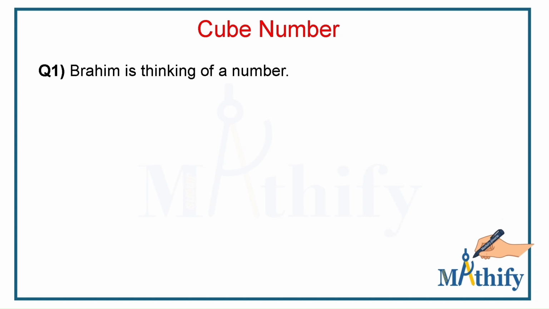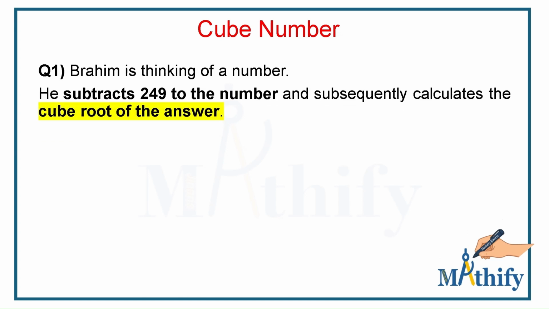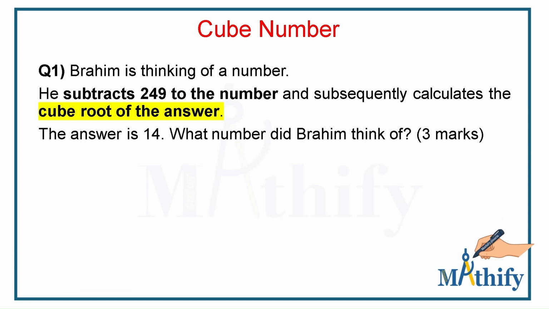Brahim is thinking of a number. He subtracts 249 from the number and subsequently calculates the cube root of the answer. The answer is 14. What number did Brahim think of? 3 marks. I'll show you how to get full marks for this question and how to break them down step by step.